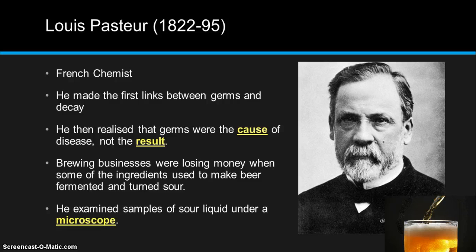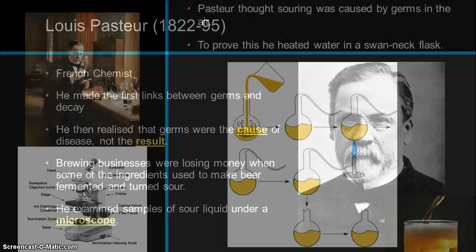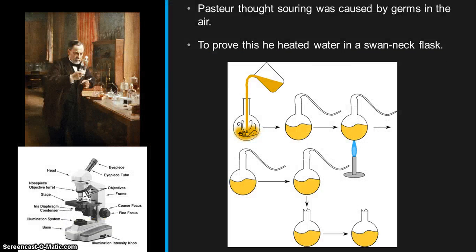His research was driven by the needs of brewing businesses that had asked him to investigate why some of the ingredients used to make industrial alcohol went sour, in particular sugar beet. He examined samples of soured liquid under a microscope and decided that germs had caused the liquid to go sour. So he then set about proving this theory.